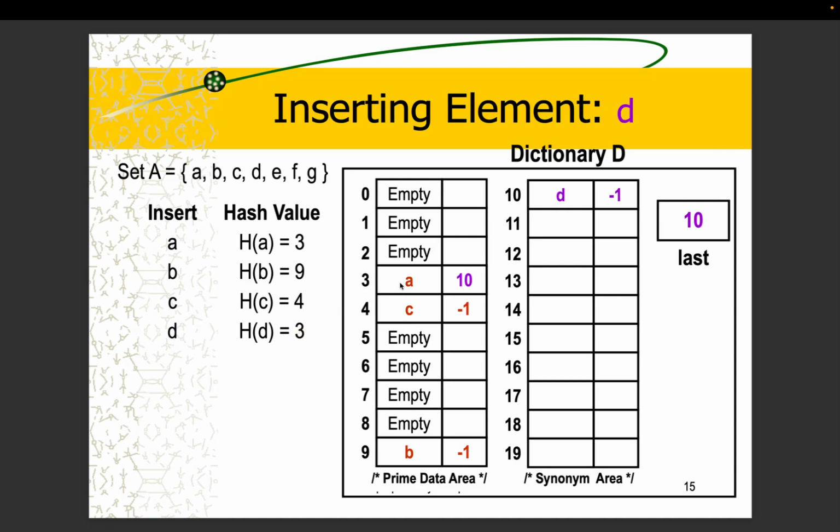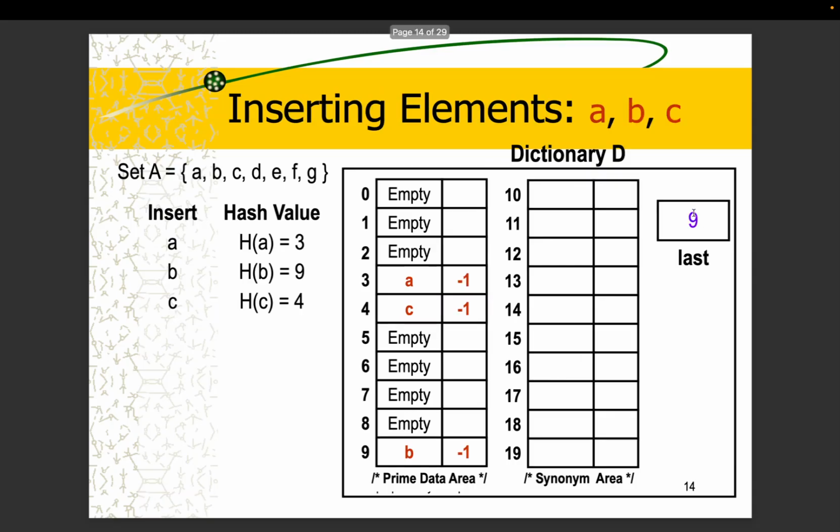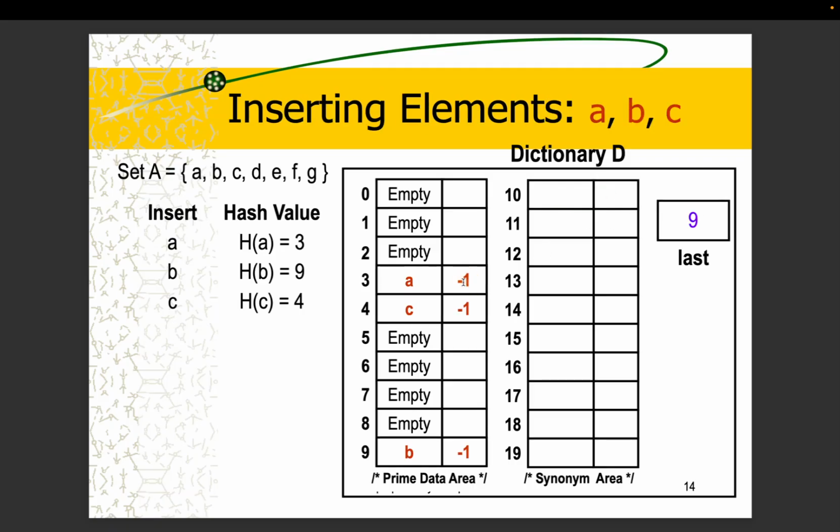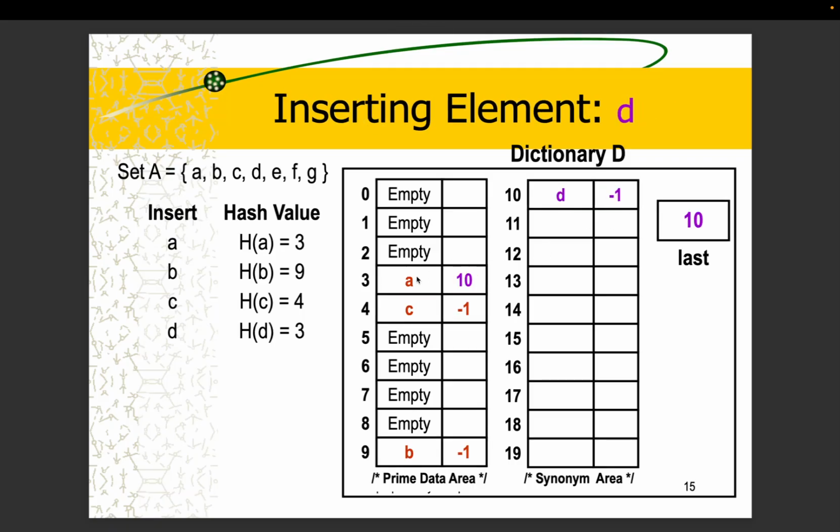Next, when I insert the letter D, it's supposed to be at index 3. So what I did was, I checked, is there an element in index 3? Yes, there is. So I increment last and insert, just like with variation 1. But rather than stopping there, I need to update the value of my link to be equal to the value before, which was -1. And I update the value of my prime data to be the value that points to the index of the next element.